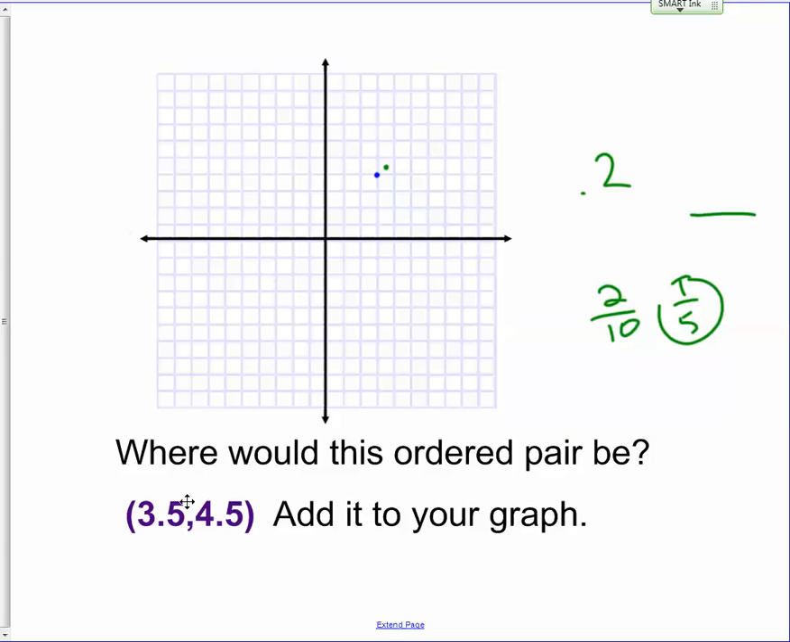So then we talked about where would this ordered pair be, 3.5, 4.5. Same thing, only now you have to estimate. So it's 3.5 to the right and 4.5 units up. So that green dot is this ordered pair.